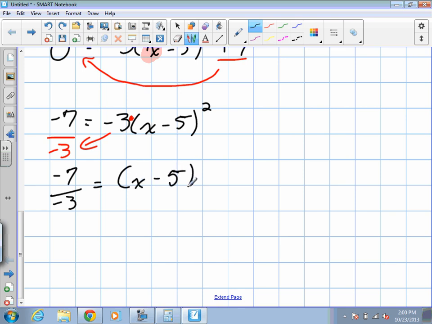Now we're working with decimals. This is an uglier version, but that's fine. What's a negative divided by a negative? Positive. That's right. So this can technically be written as 7 over 3 is equal to x minus 5 squared. What would be the next thing we want to move?